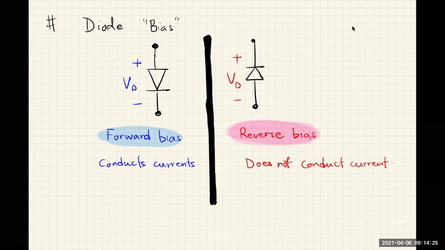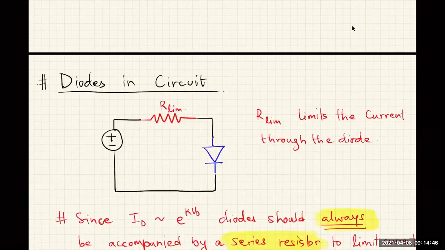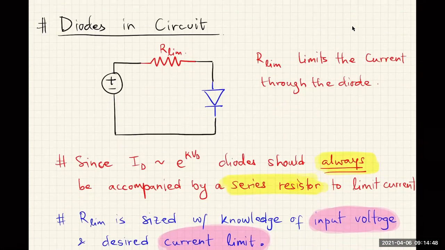Okay? So when the diode is in forward bias, or a positive voltage is applied across it, it conducts current, whereas when it is connected in reverse bias, it does not conduct any current, as was evident from the IV curve of the diode. Okay, so let's look at some diodes and circuits.